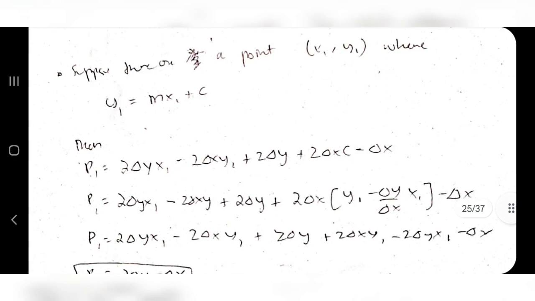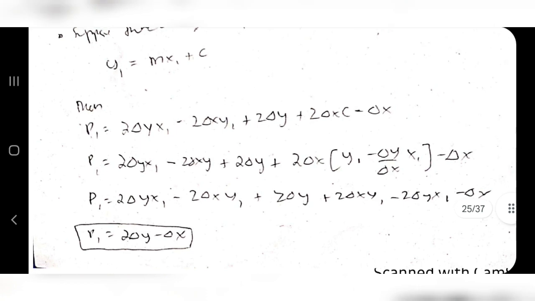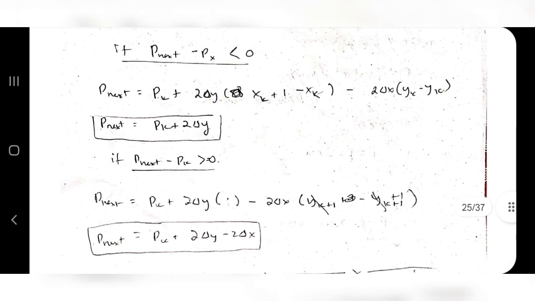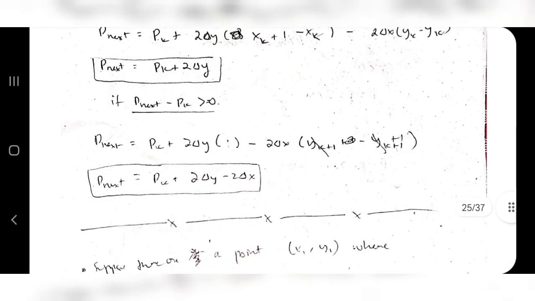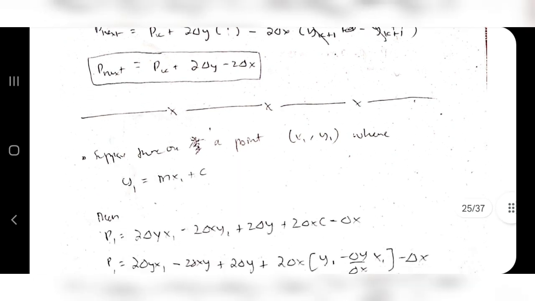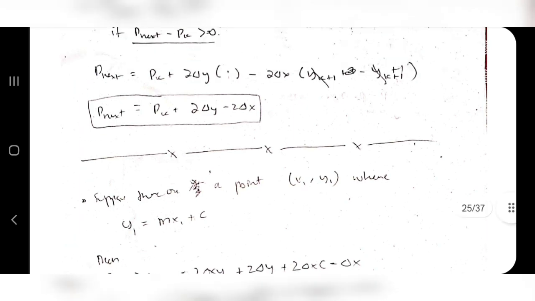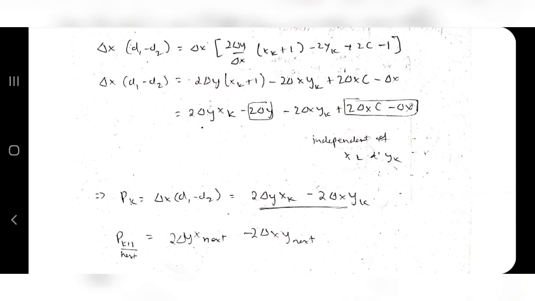Suppose that there is a point x1, y1, and y1 is equal to mx1 plus c. At that time, we'll be using this formula. What is pk's formula? Pk is nothing but this one: 2 del y x1 minus 2 del x y1 plus 2 del y 2 del x c. This is the formula which we are talking about.